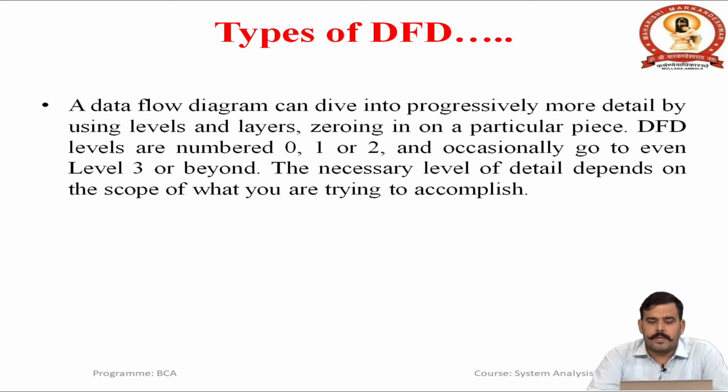A data flow diagram can dive into progressively more detail by using levels and layers, zeroing in on a particular piece. DFD levels are numbered 0, 1 or 2 and occasionally go to level 3 or beyond. The necessary level of detail depends on the scope of what you are trying to accomplish. So, the context diagram will give you the overview of the complete system, and you can further divide it or level it into DFD level 0, DFD level 1, DFD level 2, and you can go beyond 2 or 3 levels.